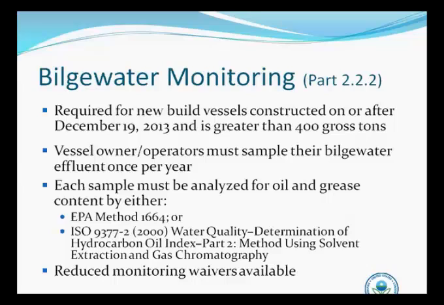Great, thank you very much. This is Catherine Kelly with the EPA. I'm going to go ahead and get started in talking about the monitoring requirements that are a part of the VGP. As Ryan mentioned, covering the 4 major areas that require monitoring: bilge water, gray water, exhaust gas scrubber effluent, and ballast water. So the first section that I'll talk about is bilge water monitoring, and this is part of the VGP section 2.2.2.